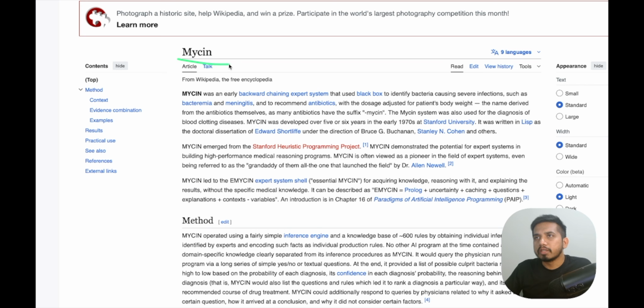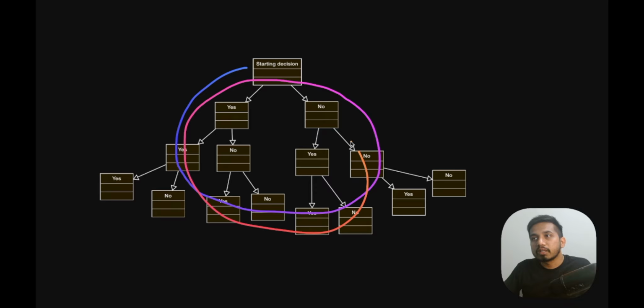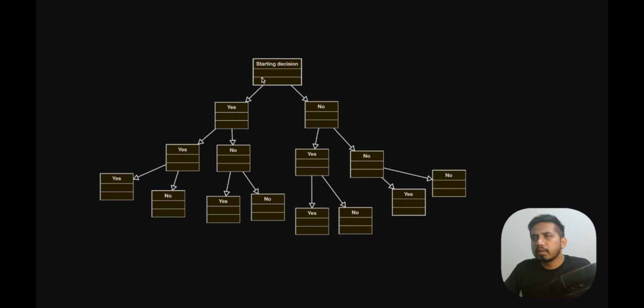One such example is MYCIN. It was developed in the early 1970s at Stanford University. It would identify a bacteria causing severe infections based on the symptoms and also suggest the dosage of antibiotics based on patient body weight. This was developed based on a knowledge base of 600 rules. Based on those, if the symptom is there, yes, then go here, and then another symptom, no, then go here, and finally they find what bacteria is causing this problem.